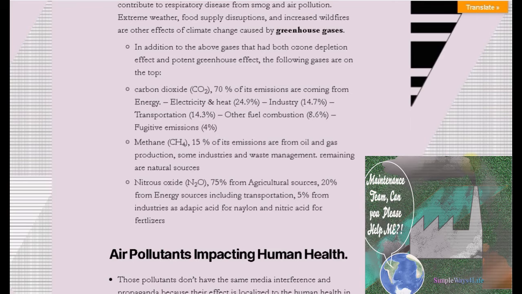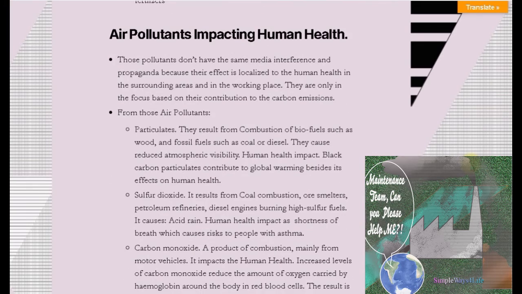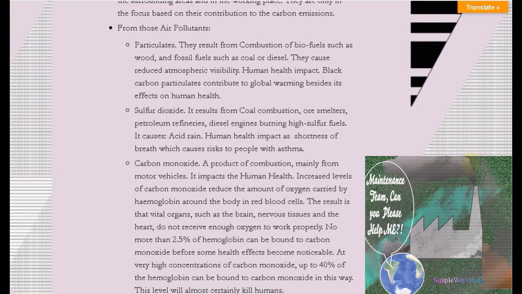The other air pollutants, which affect mainly human health and are added to the three categories of gases, are the particles or particulates, as they are called, which come into the air from combustion. They affect mainly the lungs and breathing. Then sulfur dioxide, which comes from burning low-quality fuels that include a high percentage of sulfur. That causes acid rain and impacts human health, such as shortness of breath. And carbon monoxide: if we see carbon, that adds to the carbon budget and zero carbon, so it's also in the focus of zero carbon emission, but it mainly affects human health, because if you are subject to high amounts of carbon monoxide, your intake of oxygen will decrease. When hemoglobin comes in contact with or carries carbon monoxide, it's not able to carry oxygen, and if it reaches up to 40% of the hemoglobin, it will cause death. 2.5% of the hemoglobin combined with carbon monoxide will cause serious health issues.